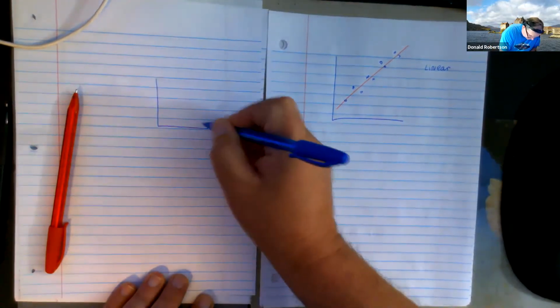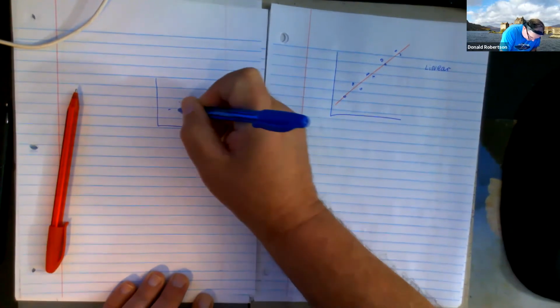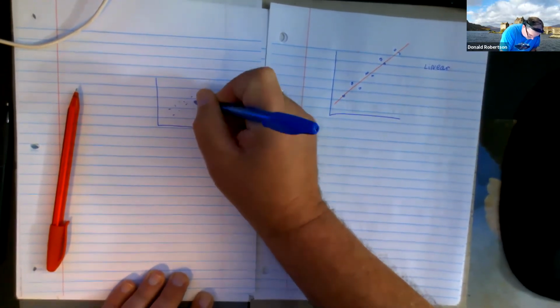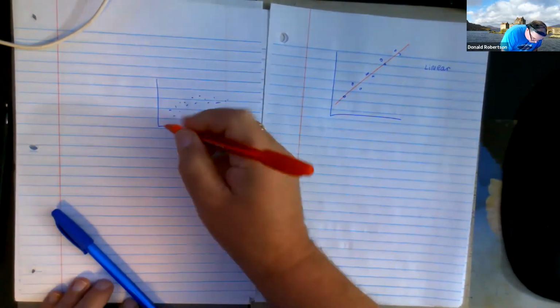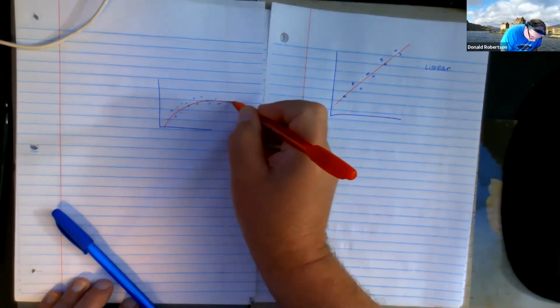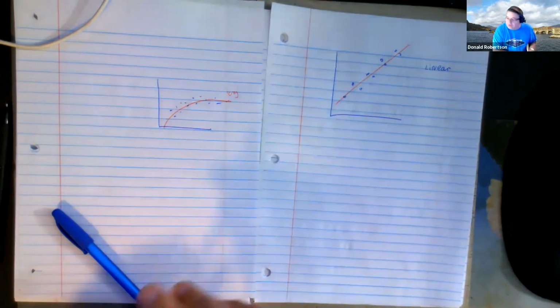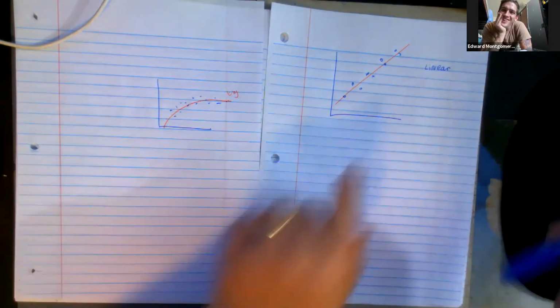Logarithmic data would actually probably look in its raw form a little bit more like this. And the shape of the curve that goes through it would look like a log function, if you know what a log function is. We don't do that, so don't even think about logarithmic. Just think linear.